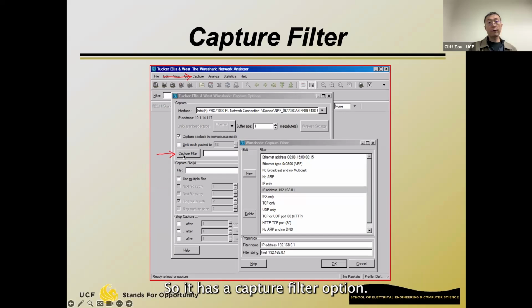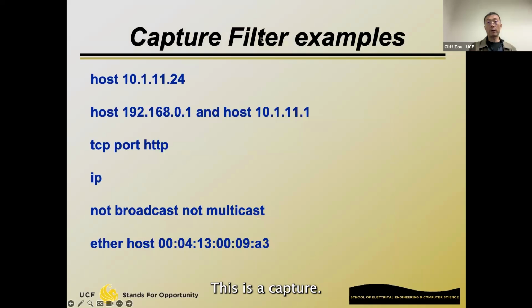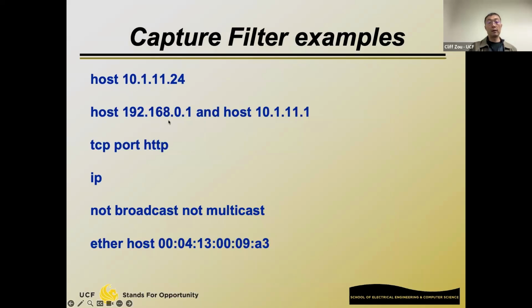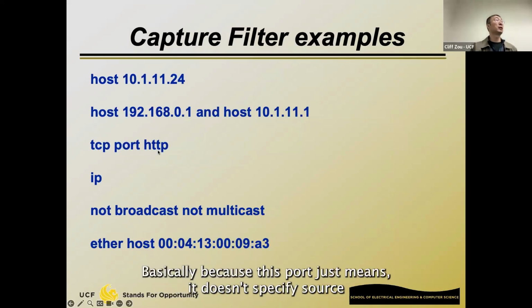So it has a capture filter option. You can specify what packet you want to capture. This is a capture filter example. You can capture only packets that have a source or destination IP address equal to this. You can capture only TCP traffic where either the source or destination port is HTTP, basically.